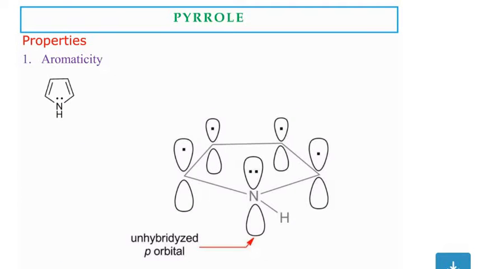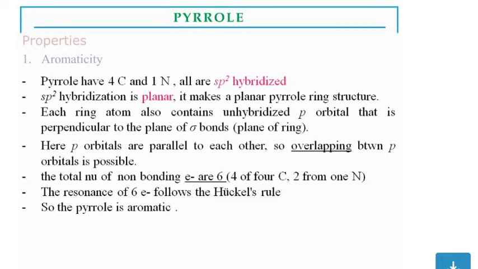Now, look at here pyrrole. The aromaticity, you can see the orbital picture and unhybridized p orbital. You know pyrrole has 4 carbon, 1 nitrogen, all are sp2 hybridized. sp2 hybridized is planar, it makes a planar pyrrole structure. Each ring atom also contains an unhybridized p orbital that is perpendicular to the plane of the sigma bond. P orbitals are parallel to each other, so overlapping between p orbitals is possible.